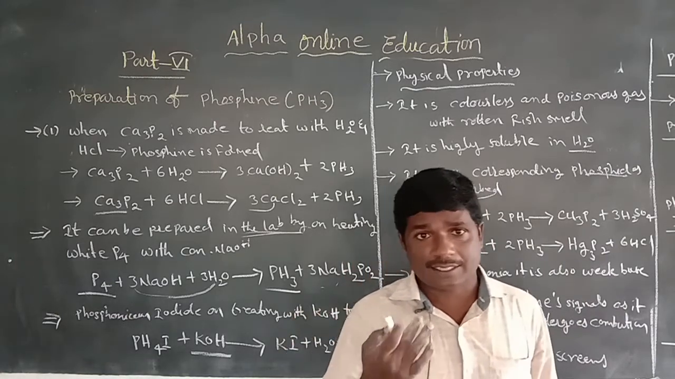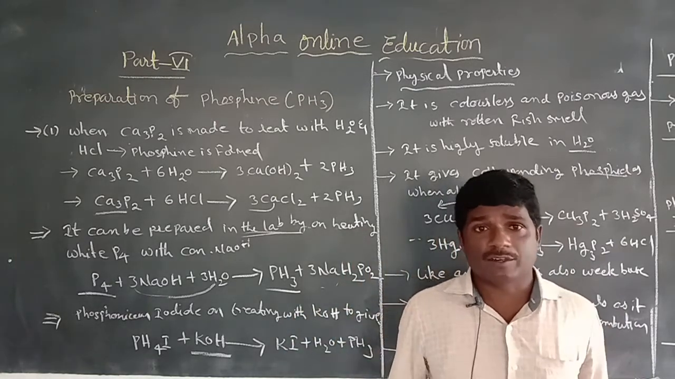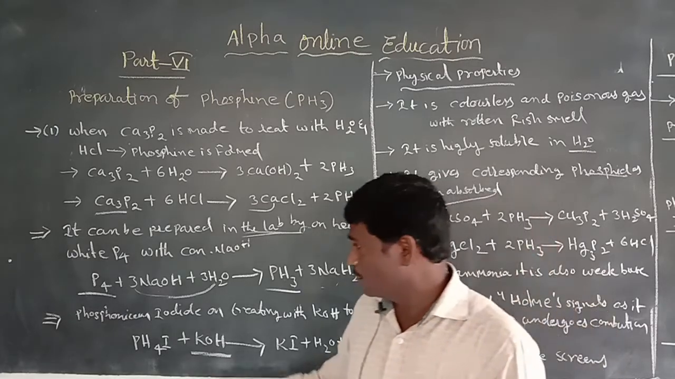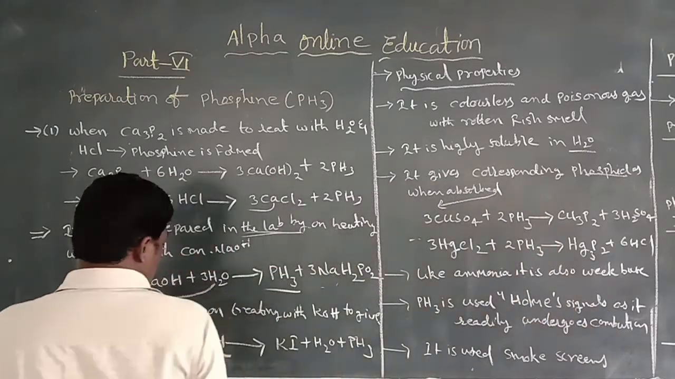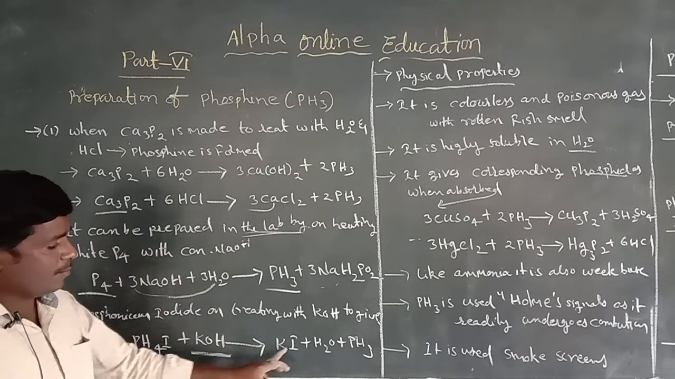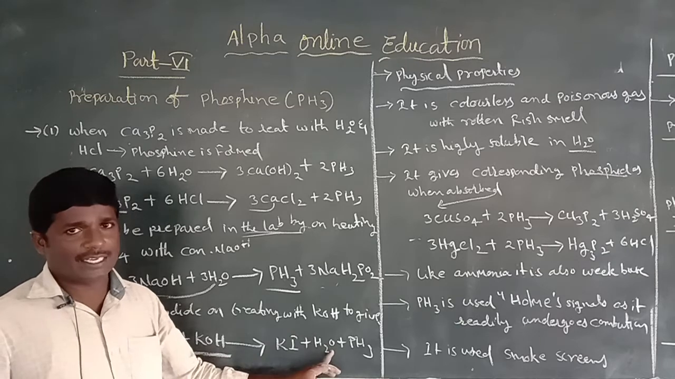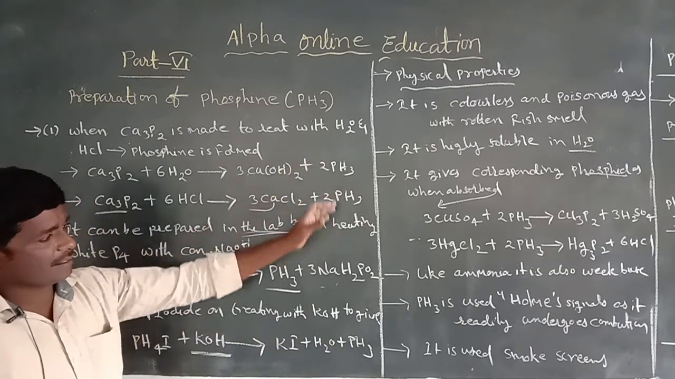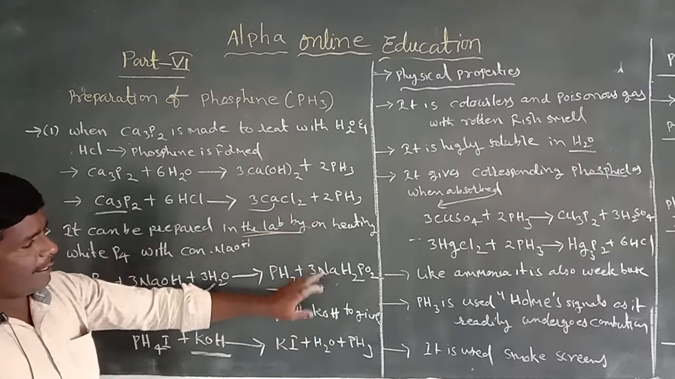Next, the third preparation: phosphonium iodide, PH4I, reacting with potassium hydroxide solution forms potassium iodide, water, and phosphine, PH3. These are the three reactions that form phosphine.